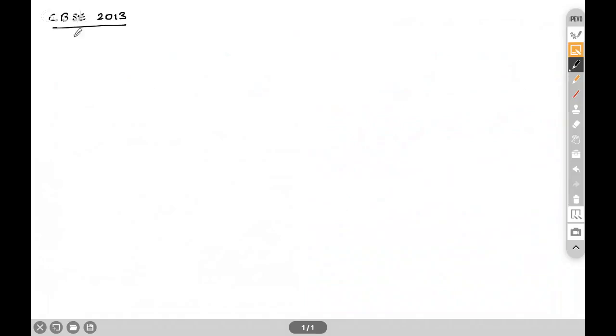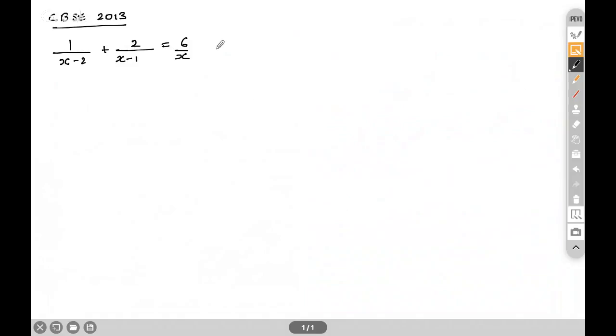The question says, solve again by factorization method, and the equation given is 1/(x − 2) + 2/(x − 1) = 6/x. This is the CBSE 2013 sum, a question asked in the CBSE 2013 examination. So 1/(x − 2) + 2/(x − 1) = 6/x.